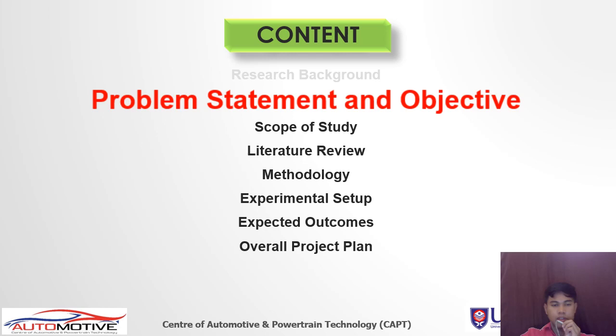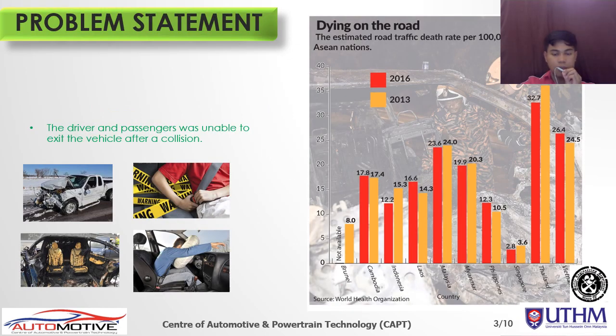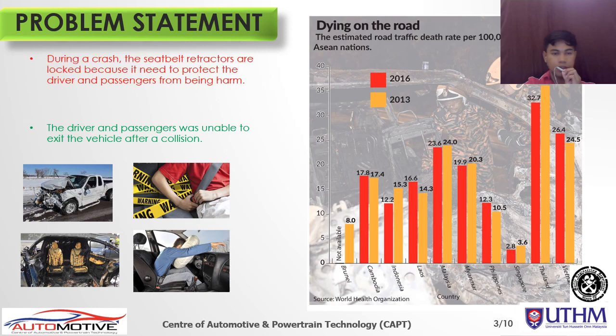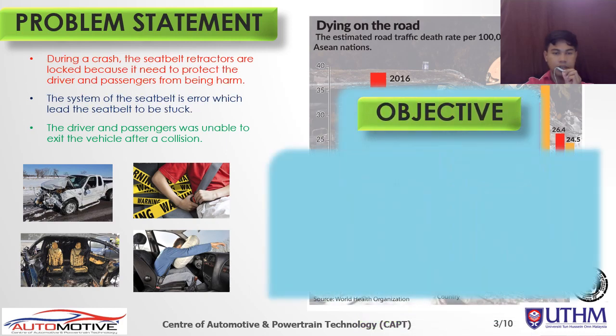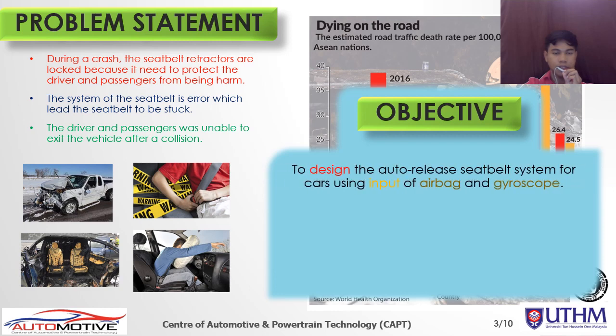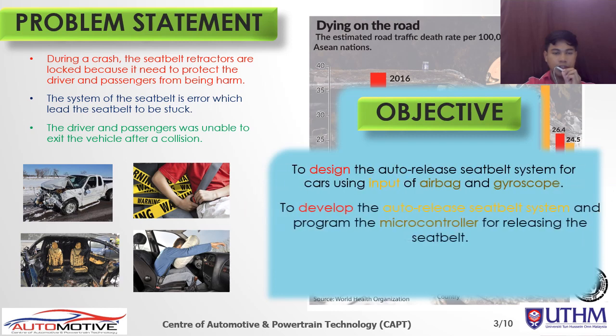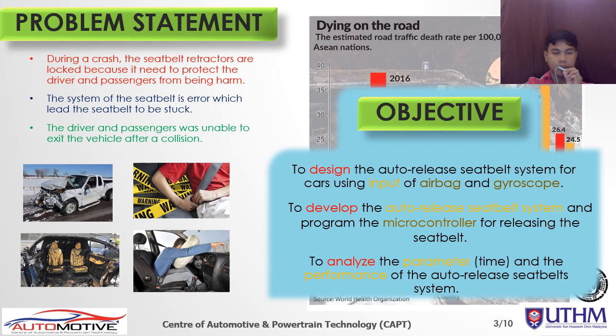After that are the problem statement and objectives. Problem statement. First, during a crash, the seatbelt retractors are locked because they need to protect the driver and passengers from being harmed. Second, a system error can lead the seatbelt to be stuck. Third, the driver and passengers are unable to exit the vehicle after a collision.